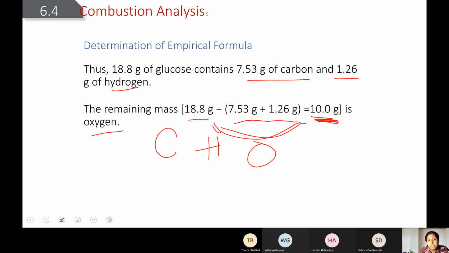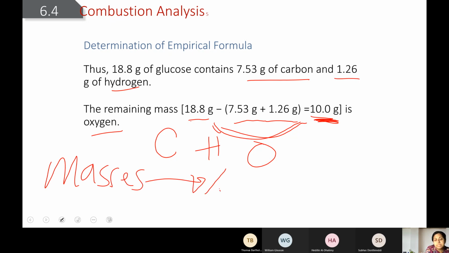Got it? Yes. Now you can think of a way to calculate the empirical formula. You have the masses. So then what are you going to calculate? We have the masses, then we get the percentage of the masses. Good. Then you can follow that method to calculate the empirical formula.